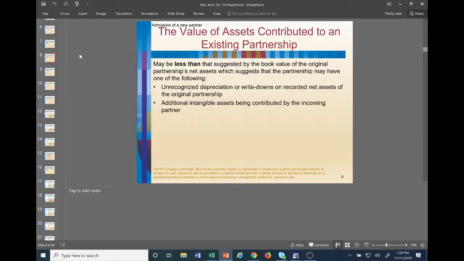It is, however, possible that an incoming partner may acquire an interest in the partnership at a price less than that indicated by the book value. This situation would suggest the existence of unrecognized appreciation or write-downs on the recorded net assets of the original partnership, and/or a contribution by the incoming partner of some intangible asset in addition to a measured contribution.